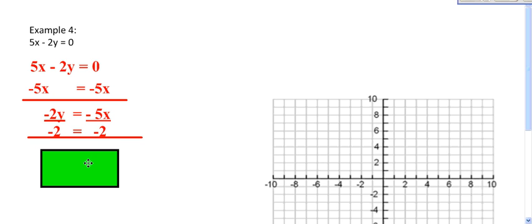Get y by itself, divide both sides by -2, and we get y equals -5 divided by -2. Two negatives would make a positive 5/2 x.